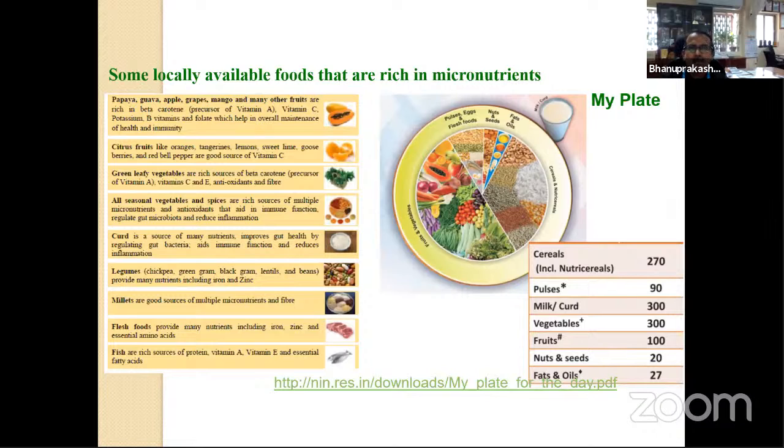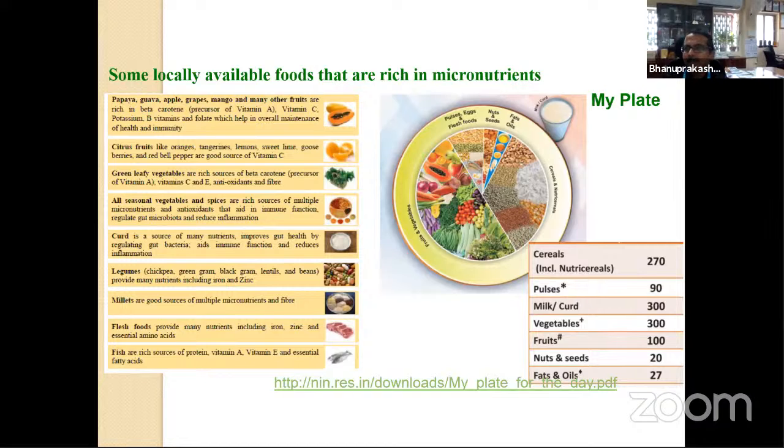I have just shown you some of the things: what are the locally available foods, and what they are rich in. I don't want to waste your time on this, but just to tell you how it works and how much of different categories of foods are required. This is the My Plate concept that is available on our website. How much cereal in a day we should be taking, about 300 grams, pulses about 100 grams, milk and curd 300 ml. But in our survey, you will be surprised to know that this is not even close to 100 ml per day in the community. That's where we should educate our kids and ourselves. We should be meeting these requirements.